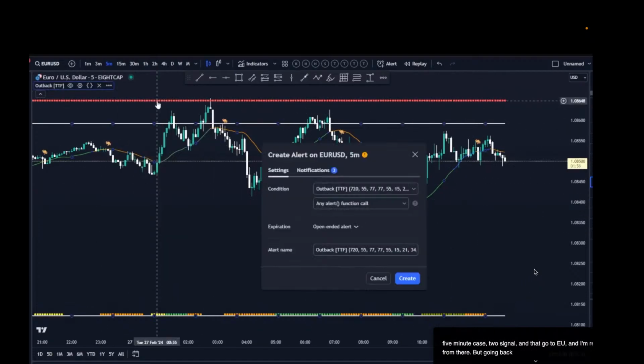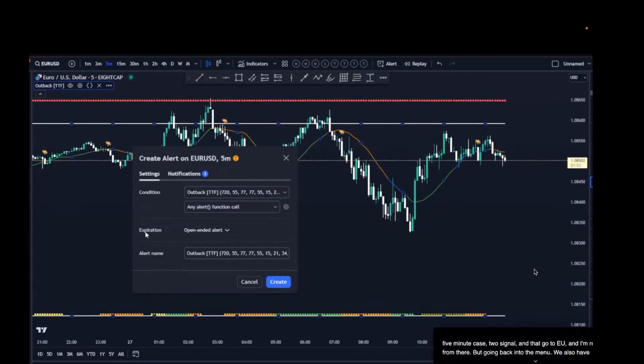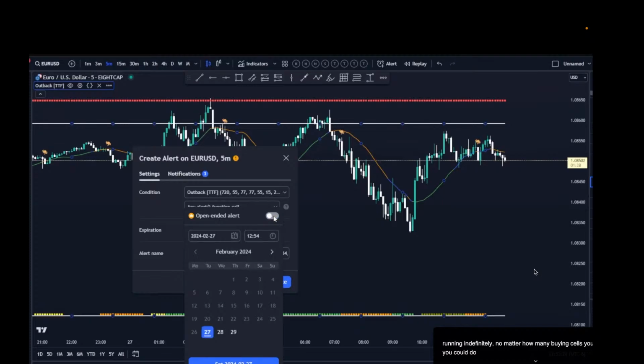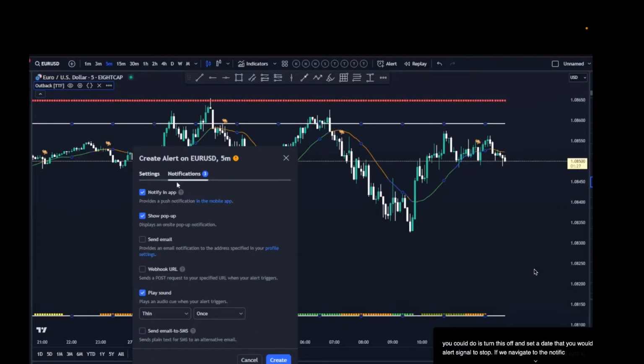But going back into the menu, we also have the expiration date of the alert, which is nice. If you have this any alert function call, you can keep it open-ended. What open-ended means is it is running indefinitely no matter how many buys and sells you get. Or what you could do is turn this off and set a date that you would like this alert signal to stop. If we navigate to the notifications, you can see that I have notify on app selected.